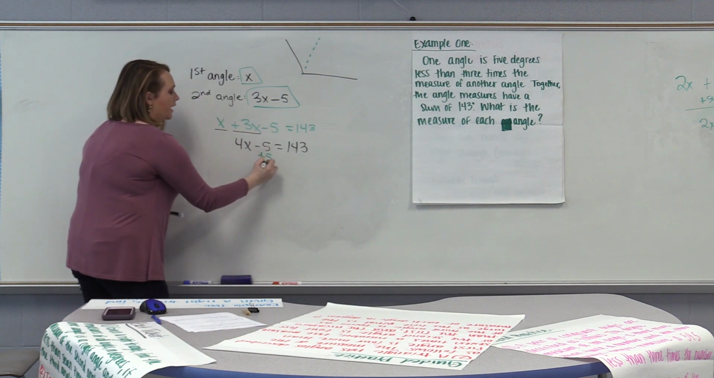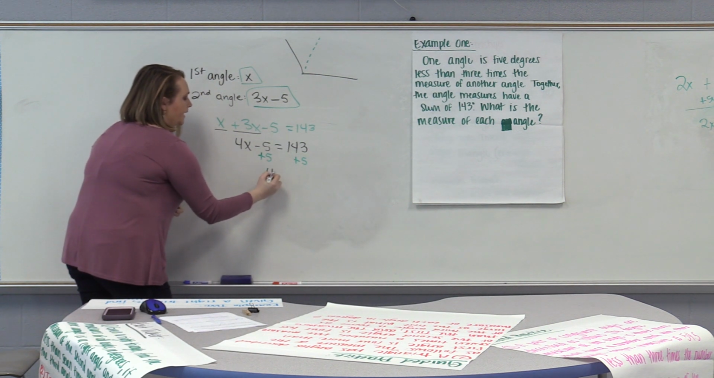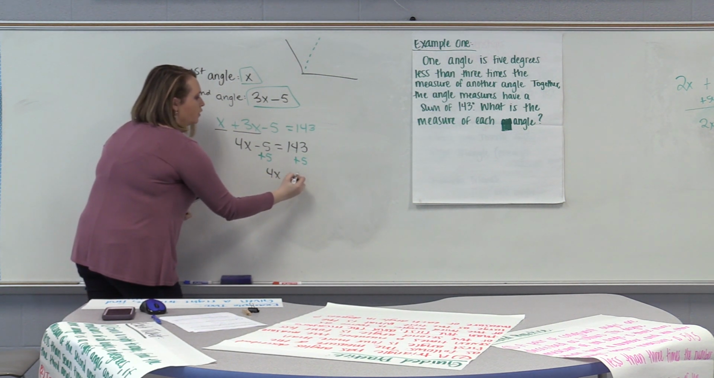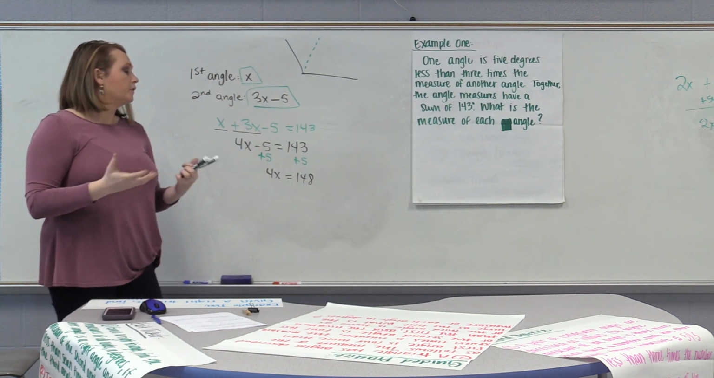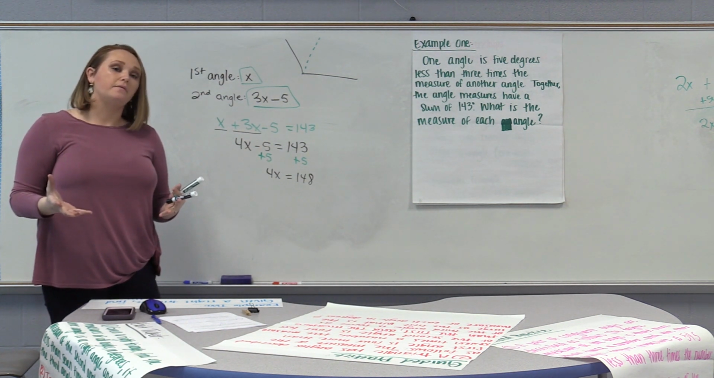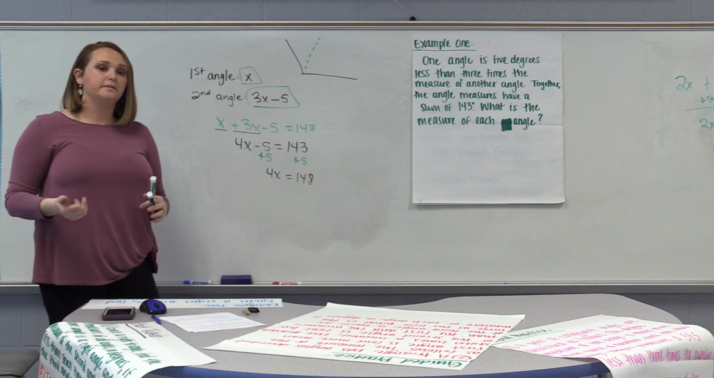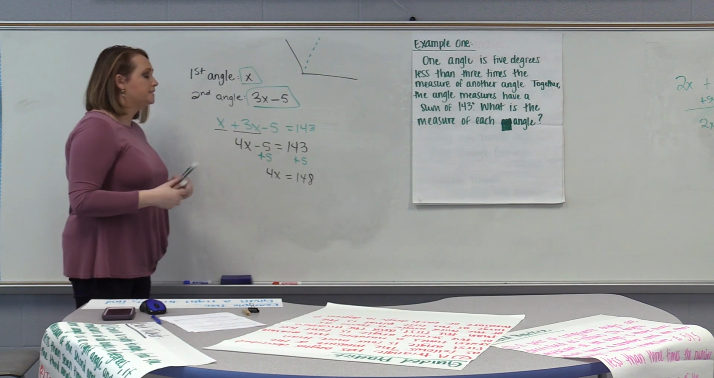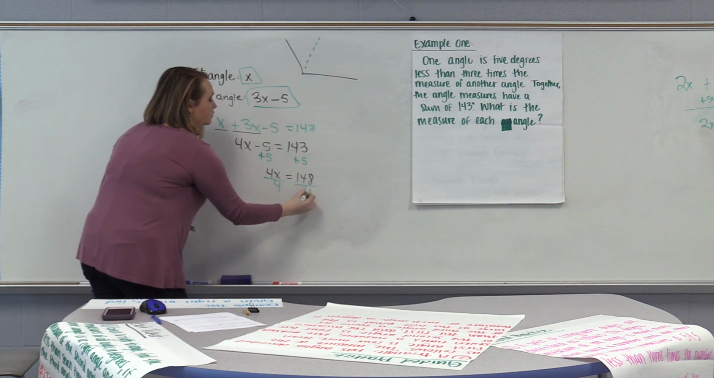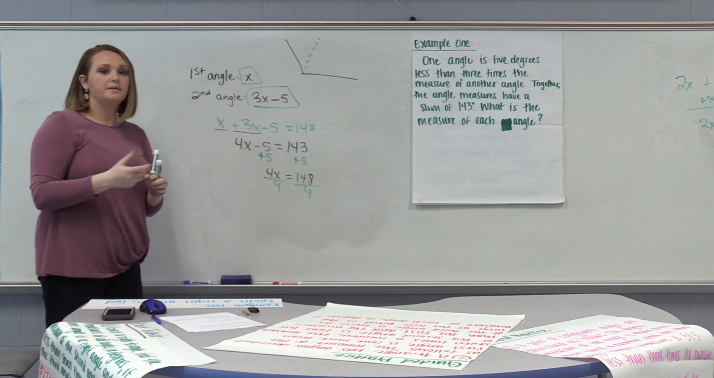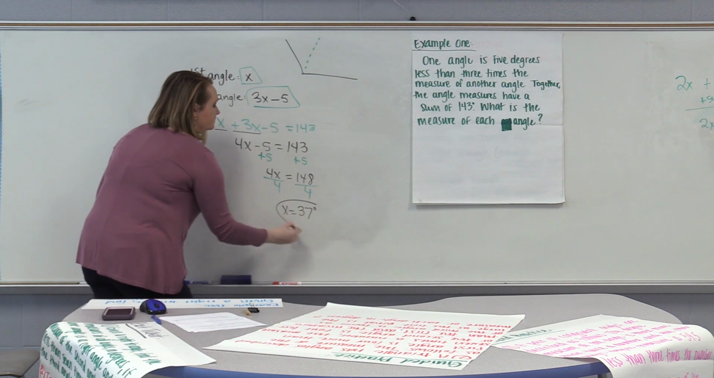So I will add 5 to both sides, and I have 4x equals 148 degrees. From here, I'm going to use the property of equality that states if A is equal to B, then A divided by C is equal to B divided by C if C is equal to 4. So I am dividing each side of the equal sign by 4. And this tells me that x equals 37 degrees.